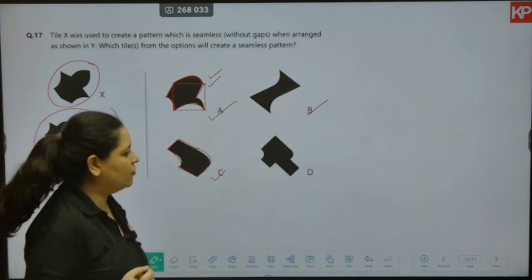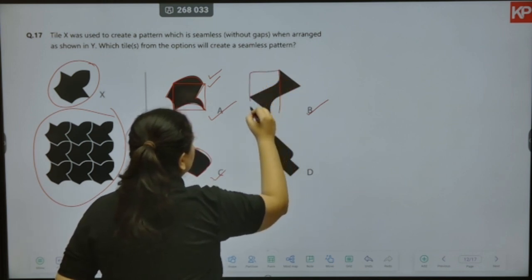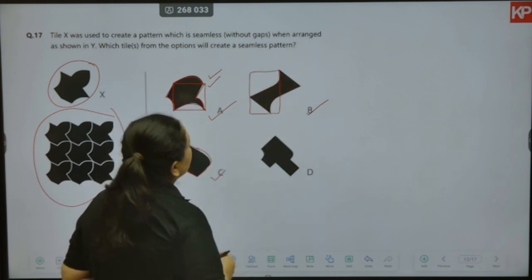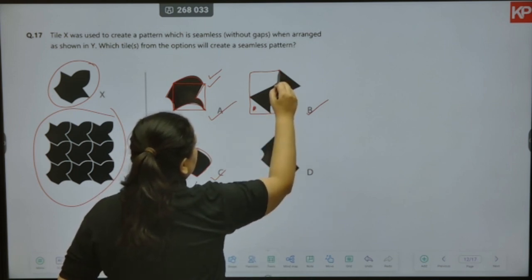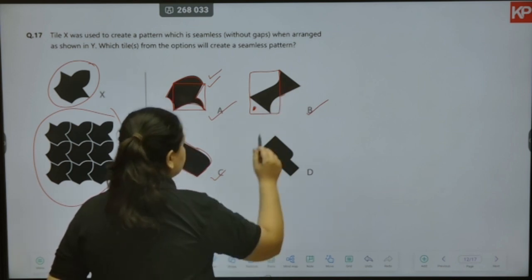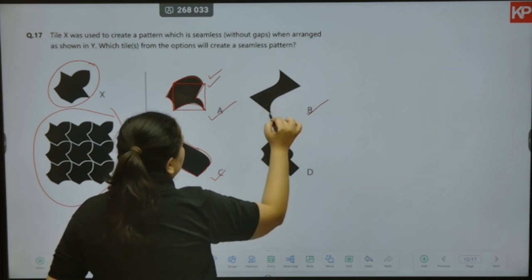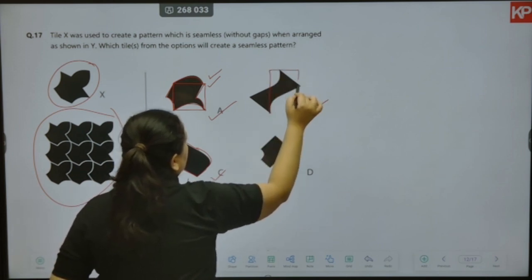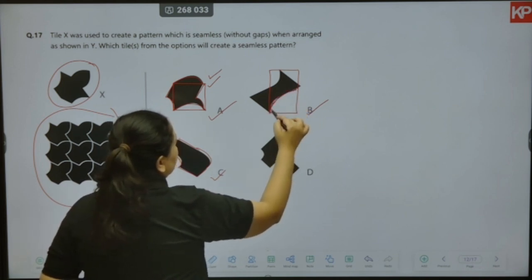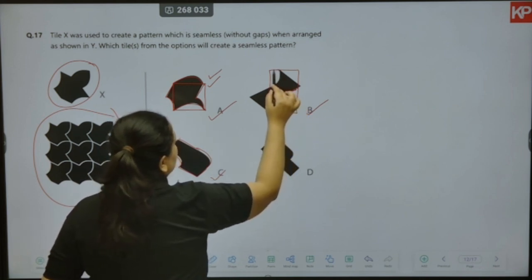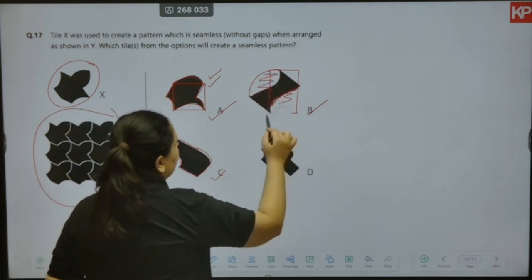Okay, now let's check for B. We see that this portion getting deducted is not getting added over here in the similar manner. Again, even if we try and draw a square around this particular curve, it is getting deducted from here, but it's not getting added anywhere over here. Okay, so we know that it is not going to tessellate.